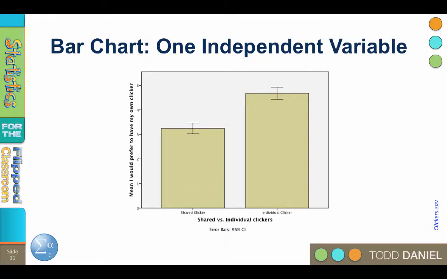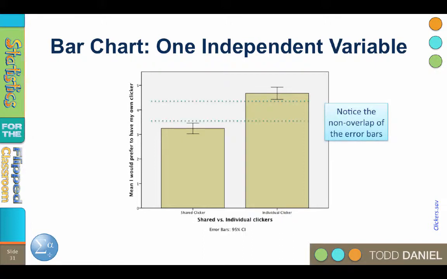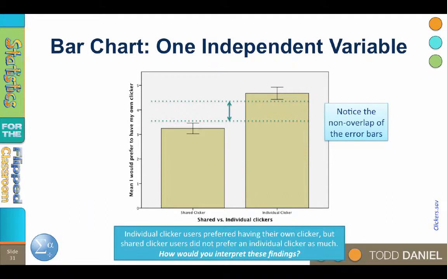To interpret these findings, I want you to notice how the bottom of the taller error bar does not overlap with the top of the lower error bar. The non-overlap of the error bars is a good hint that these two groups are statistically significantly different. We should do a t-test to find out, but just from the graph, we can get a good idea. So how would you interpret these findings?